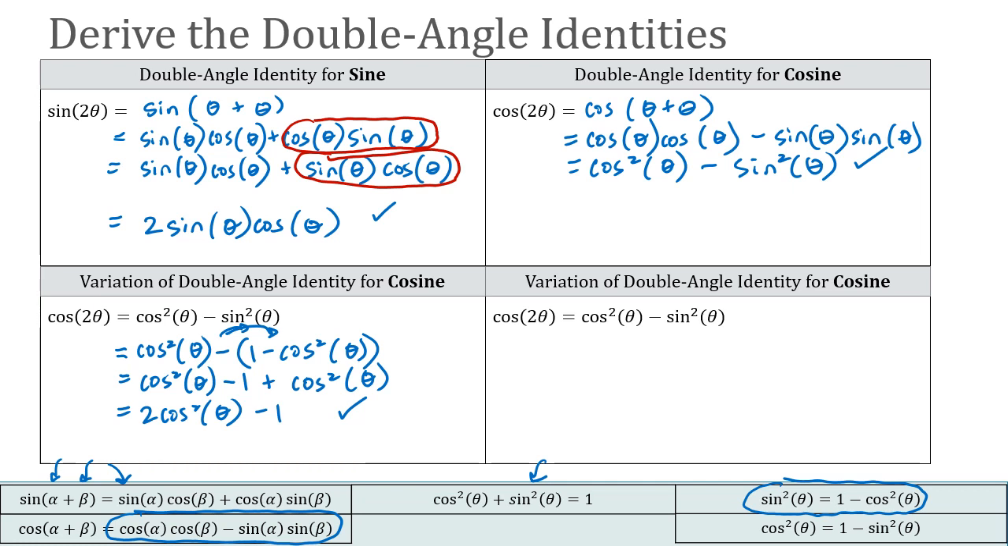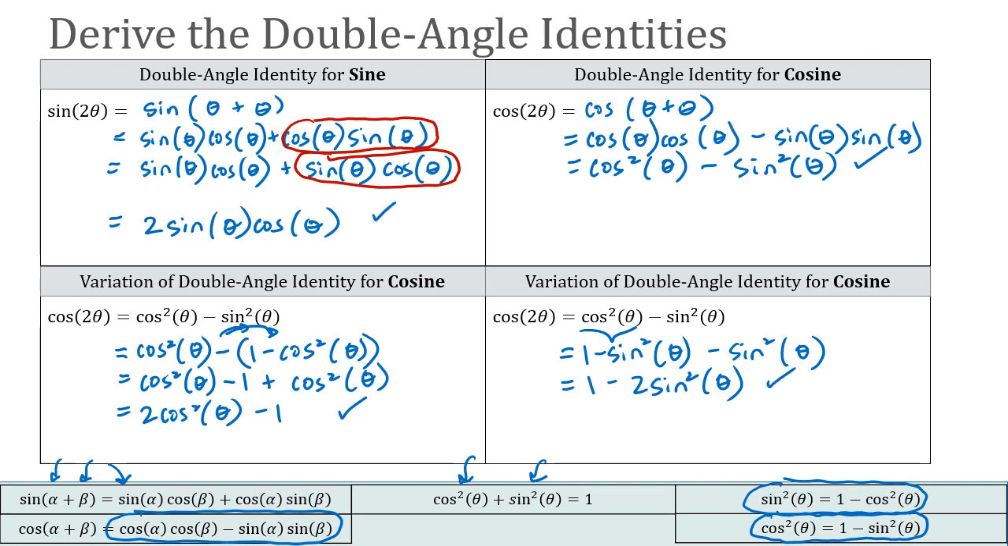One more, let's do, instead of solving for sine squared like we just did, let's solve for cosine squared. And so we're going to say cosine squared theta is equal to 1 minus sine squared theta. So now I'm going to rewrite the cosine. So this whole piece gets rewritten, and I'm going to call that 1 minus sine squared theta, and then I'll just tack on that minus sine squared theta that was already on the end. And now I've got 2 of those sine squared thetas, so I'm going to call this 1 minus 2 times sine squared theta. And that is another variation of the double angle identity for cosine.